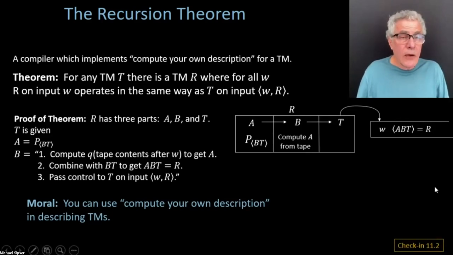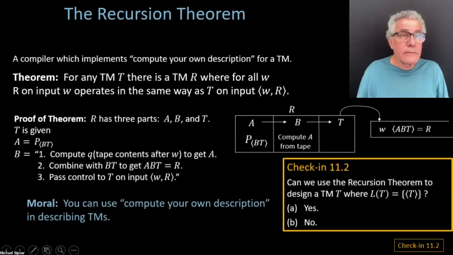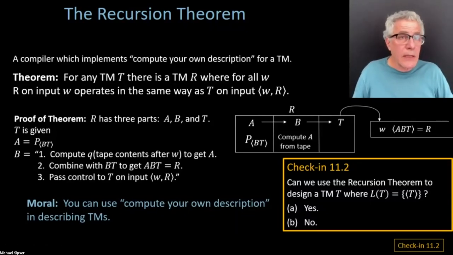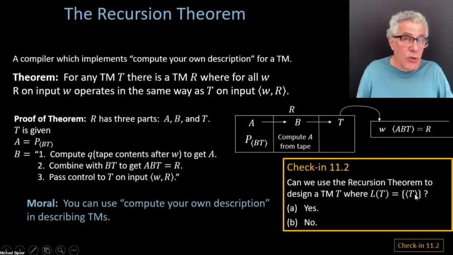I think there's a check-in here. Let's do this one quickly. Can we use the recursion theorem to design a machine T, which instead of producing its own description, accepts only its own description as an input? So the language of this machine is going to be simply the one string, the description of T. So can we make a machine T which does this?